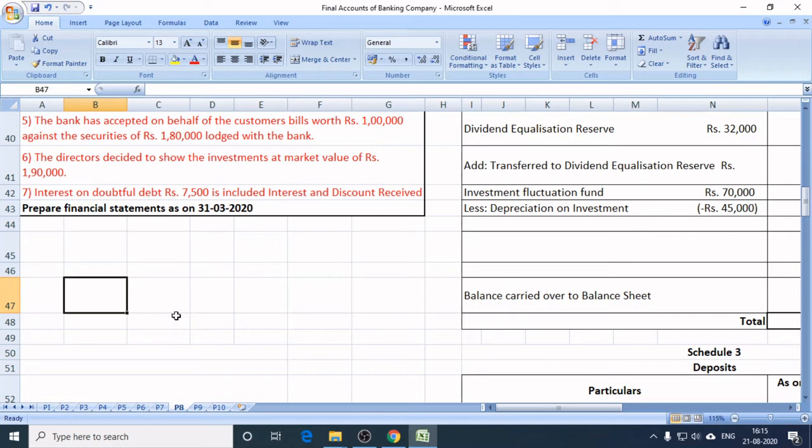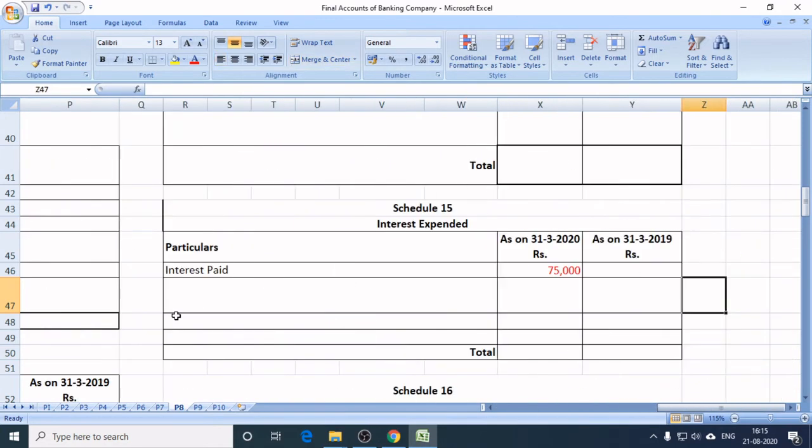तो फिर बैंक को क्या करना पड़ेगा? जो इंटरेस्ट एंड डिस्काउंट रिसीव्ड में जो इनकम दिखाया है 7500 का, वो वहां से माइनस करना पड़ेगा. और वो एट द सेम टाइम इट शुड बी डिडक्टेड फ्रॉम शेड्यूल नंबर 9 advances also. So let me show you the effects of it.